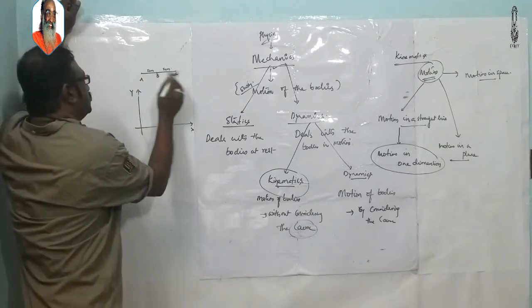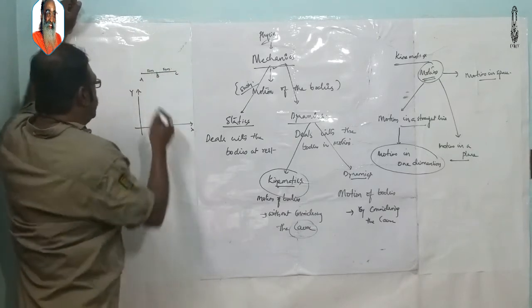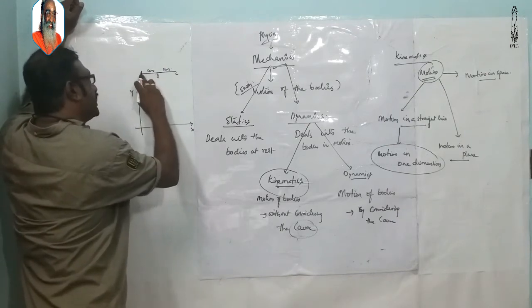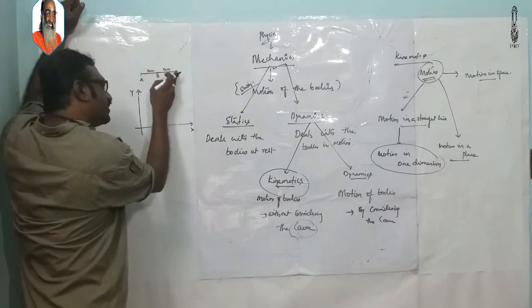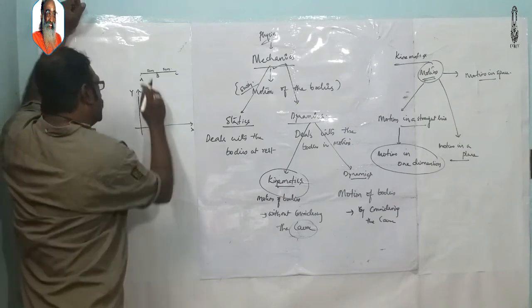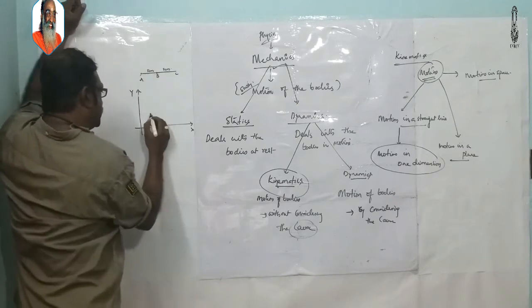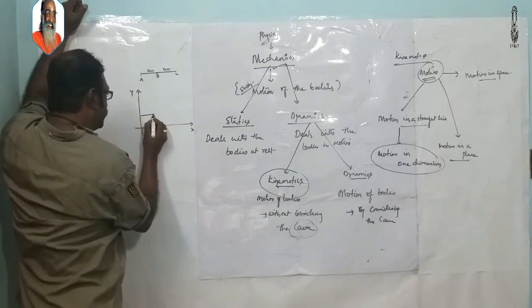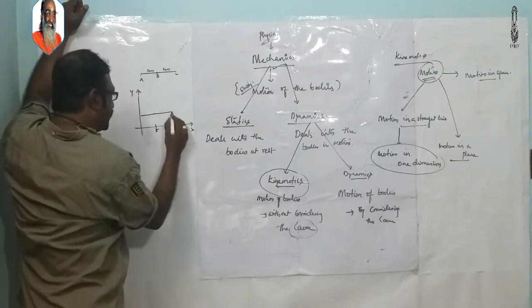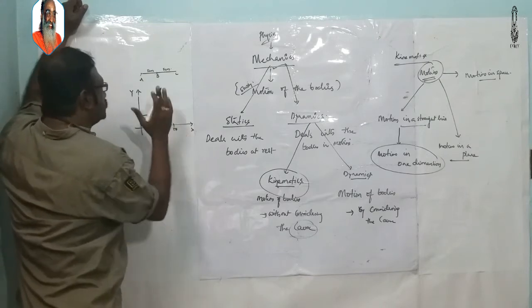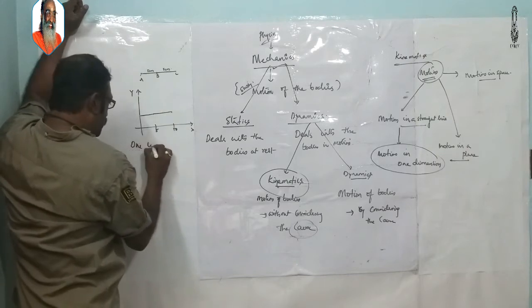Just look here. The body is moving in a straight line. From point A, the body has moved 5 centimeters. From point A, the body has moved 5 plus 5, 10 centimeters. So initially it is 0 here. Now it is moving 5 centimeters, and it is moving another 5 centimeters. So like this. So here only one coordinate is enough to represent this. One coordinate.